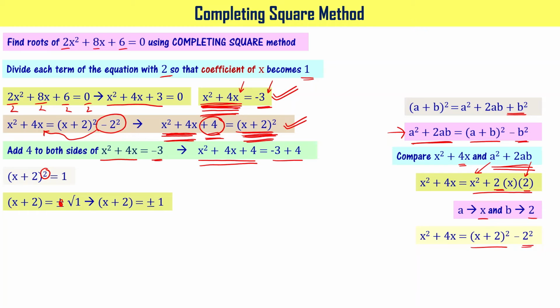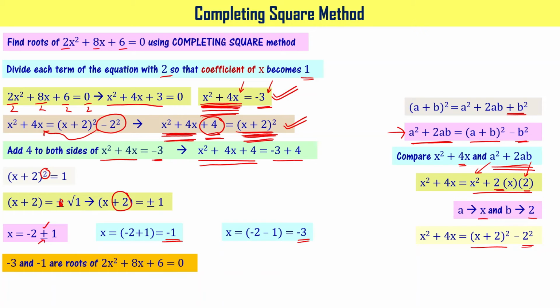x plus 2 equal to plus or minus 1, right? Now I can transpose this plus 2 to the other side. When I do that, it becomes x equal to minus 2 plus or minus 1, right? Let me consider the plus symbol so that x can be written as x equal to minus 2 plus 1, that is equal to minus 1, right? If I consider the minus symbol, then x can be written as minus 2 minus 1, that is equal to minus 3, right? Now x equal to minus 1 and x equal to minus 3 are the roots of 2x square plus 8x plus 6 equal to 0.